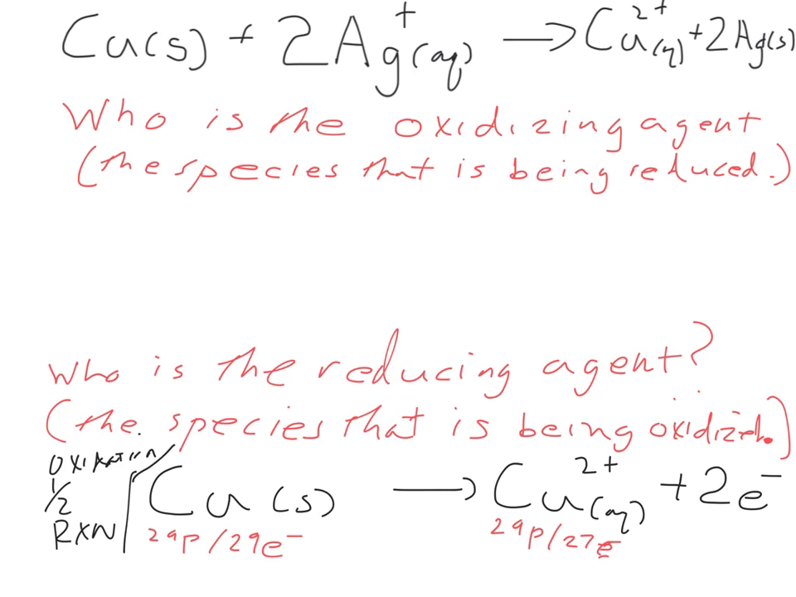Oil rig. Oxidation is loss of electrons, and our copper atom clearly lost electrons. Our silver atom, on the other hand, starts off as the silver ion and goes to become solid silver with no charge.